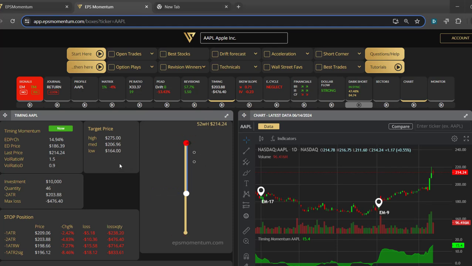Right on the side of this box, you can see the target price forecasted by the analysts on Wall Street. It gives you the 206 as the median, the high and the low target price. So it could be a good indication of where the price could be going in the next 12 months.